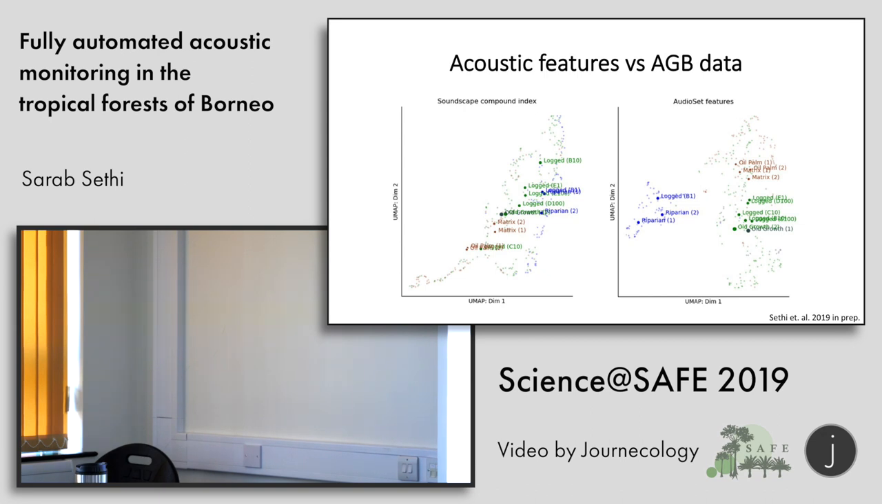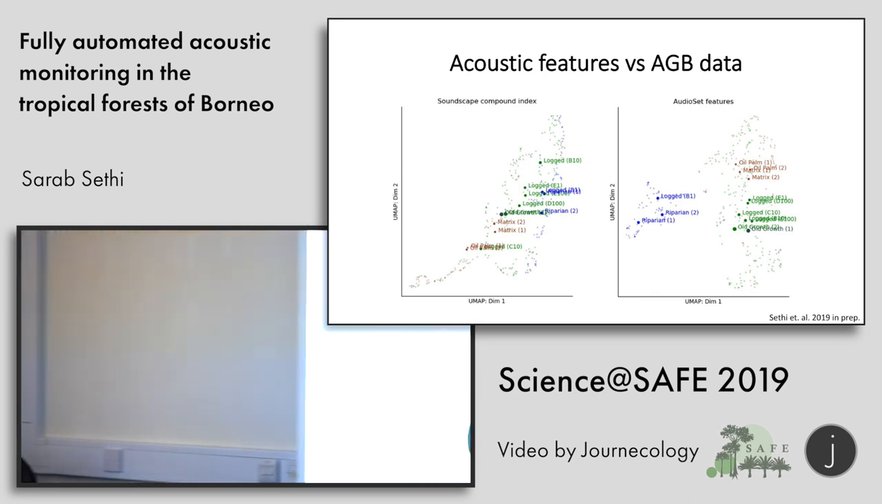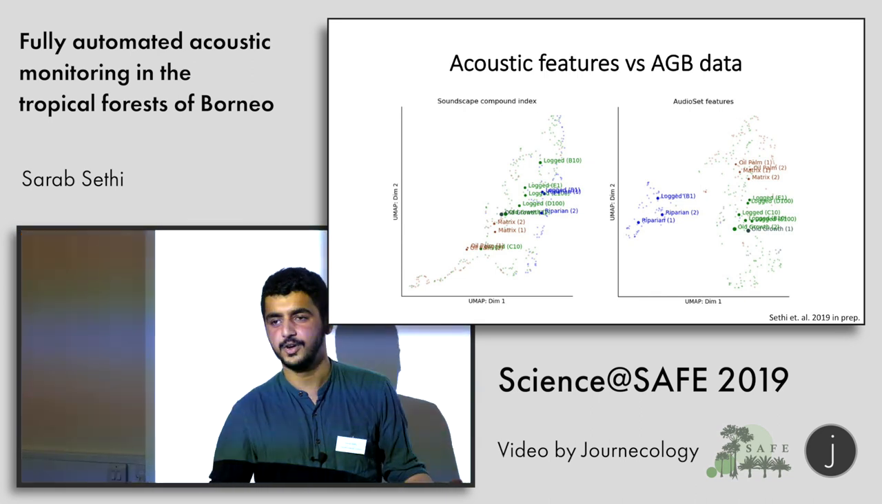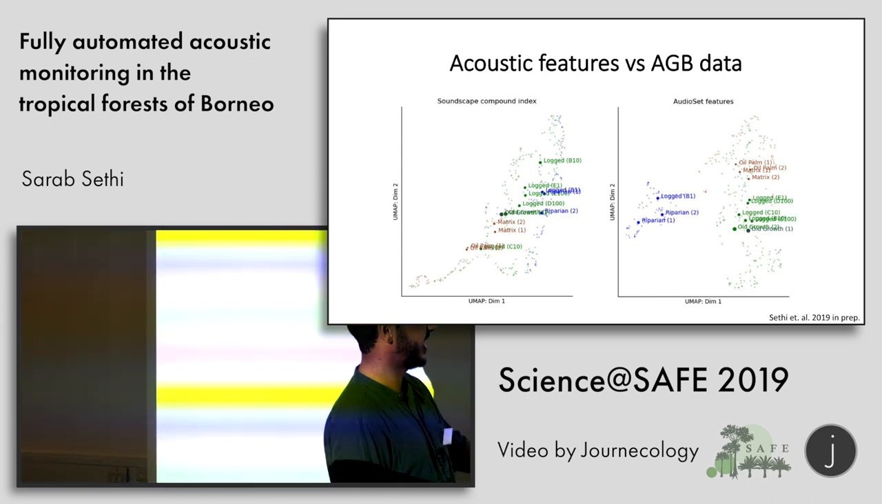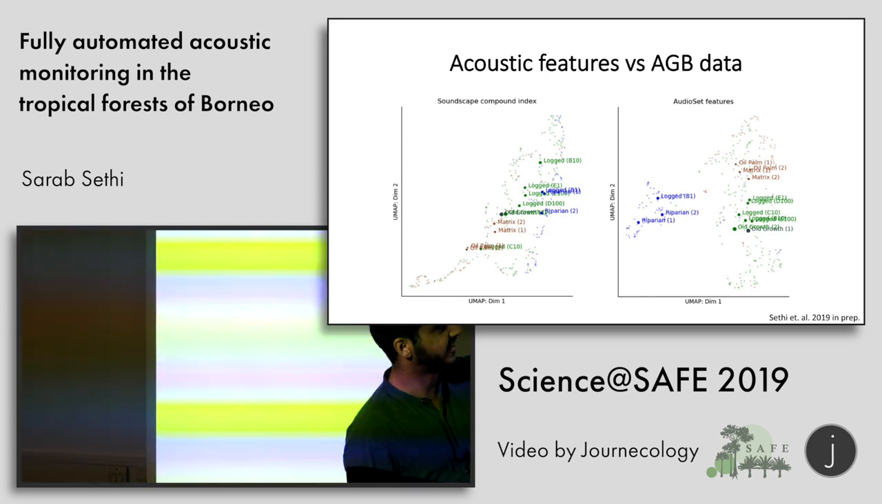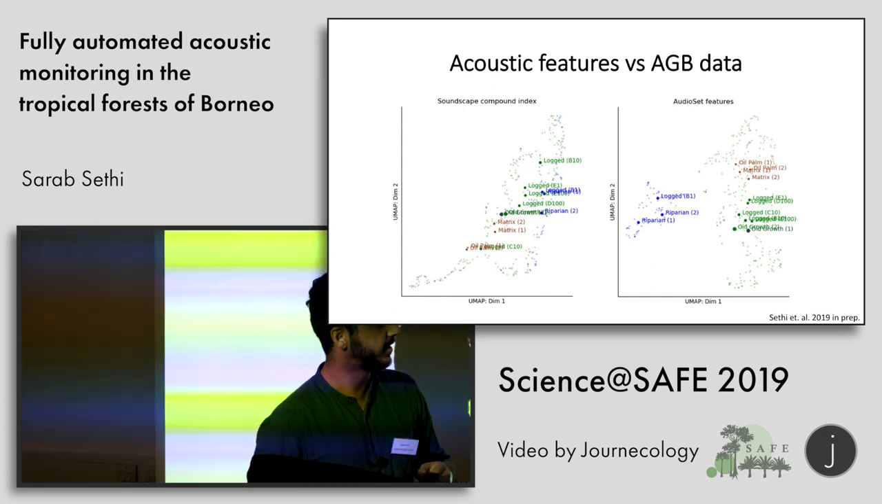And so you see quite nicely on the first dimension, it separates sites with water sounds from those that are not. And you listen to the sounds, and it's quite obvious that there's a stream. It's just kind of background white noise. And then the second dimension really nicely teases out this above ground biomass gradient through our site.